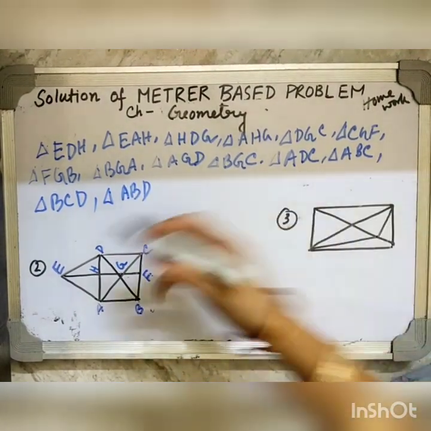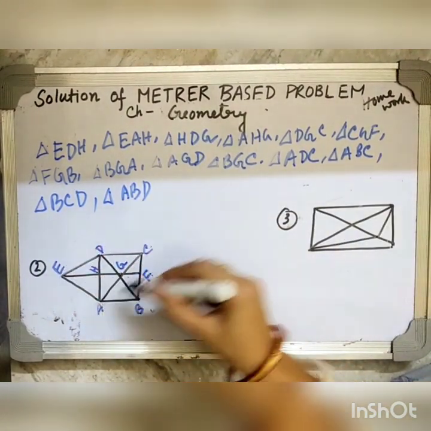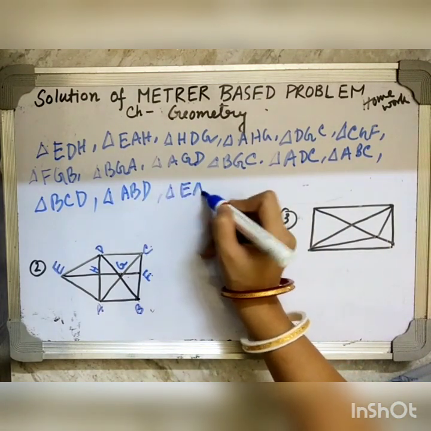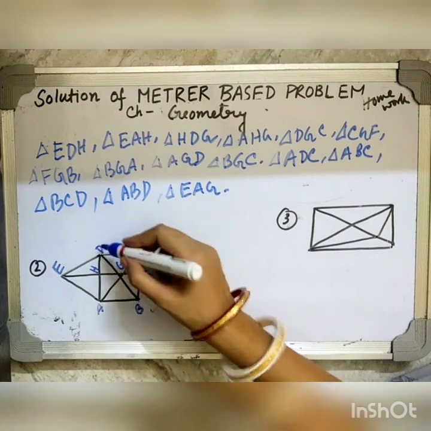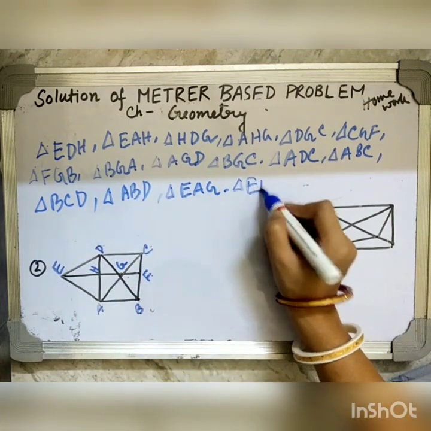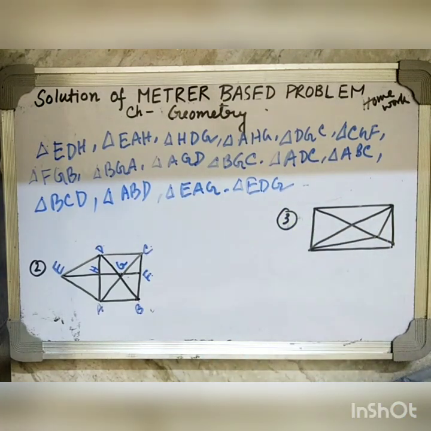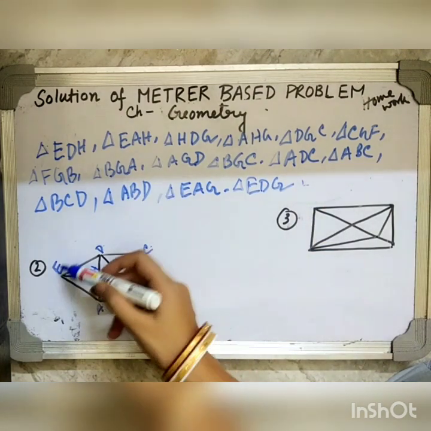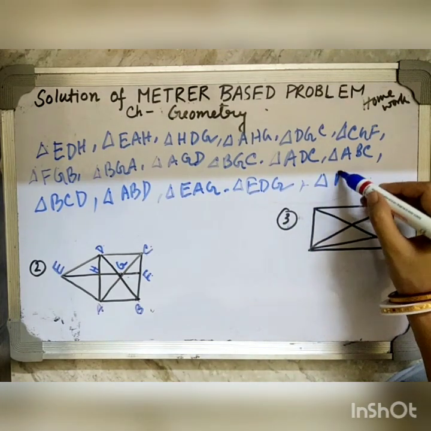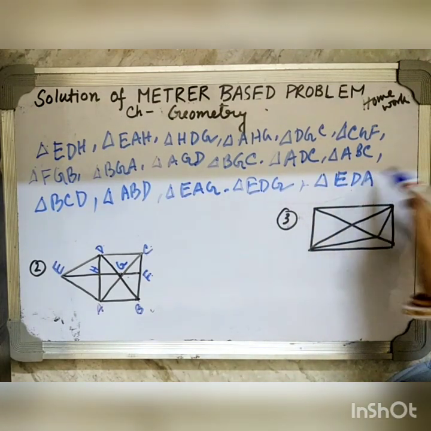Now this one is also a triangle EAG. So let's write triangle EAG. This one is also a triangle EDG. Triangle EDG. Now how many triangles are there which is embedded in this figure? Let's count. Triangle EDA. This name is not there in this chart what I am drawing now.